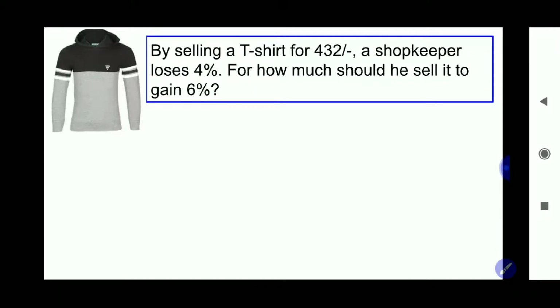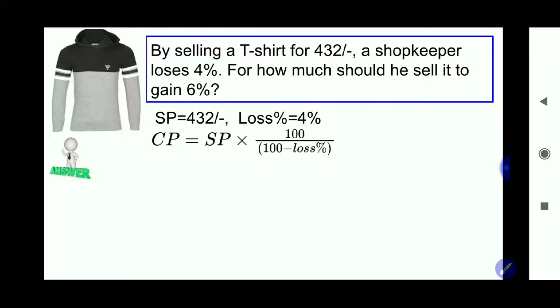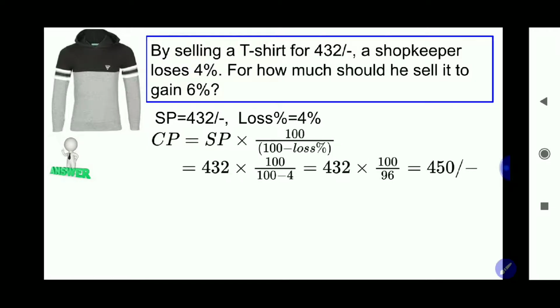One more question. By selling a t-shirt for 432 rupees, a shopkeeper loses 4%. For how much should he sell to gain 6%? Very easy. Selling price is 432 rupees. Loss is 4%. Hence cost price, formula says SP into 100 by 100 minus loss percentage. That is 432 into 100 by 100 minus 4. Its answer is 450.